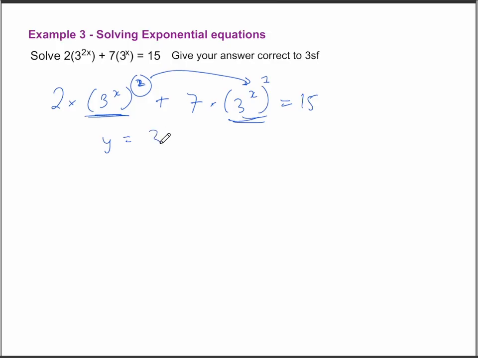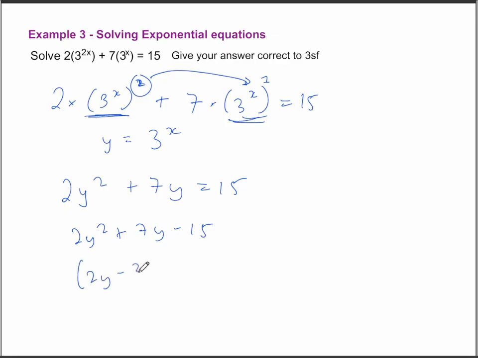Suppose we let y equals 3 power x. We end up getting 2y squared plus 7y equals 15. And we can solve this equation right here. So 2y squared plus 7y minus 15. We get that 2y minus 3 and y plus 5. And from that we get that y equals 1.5 or y equals negative 5.